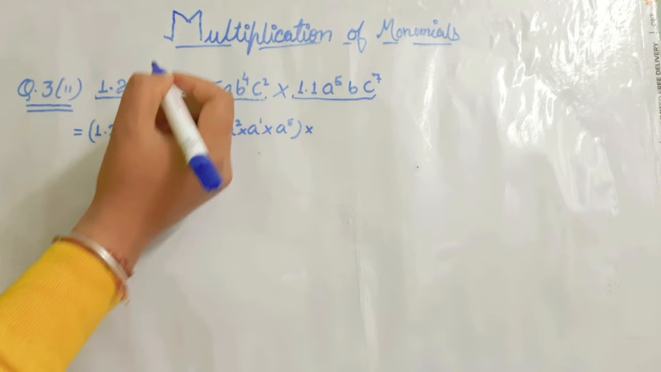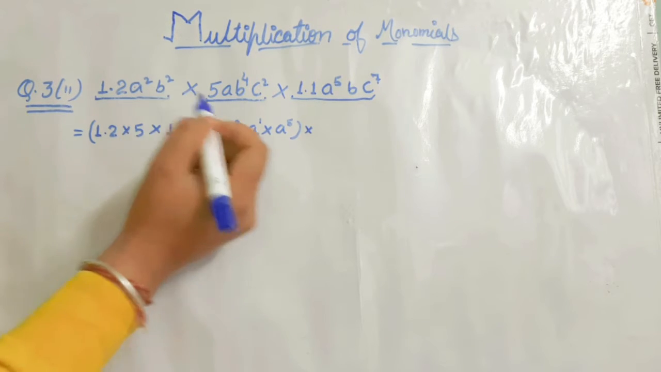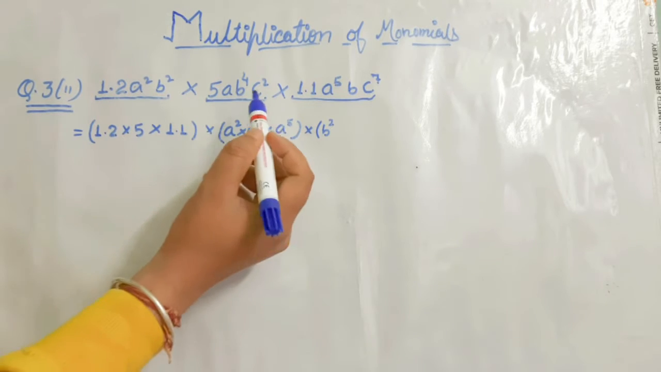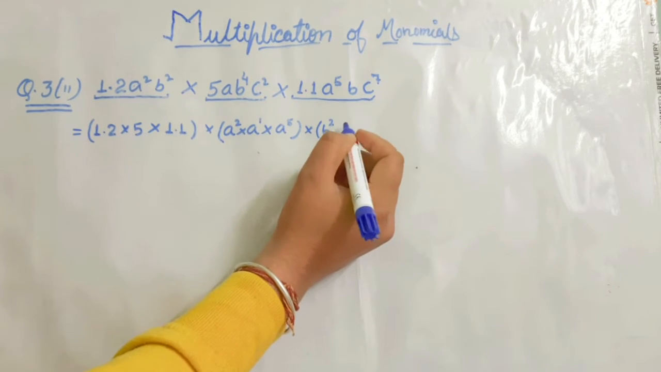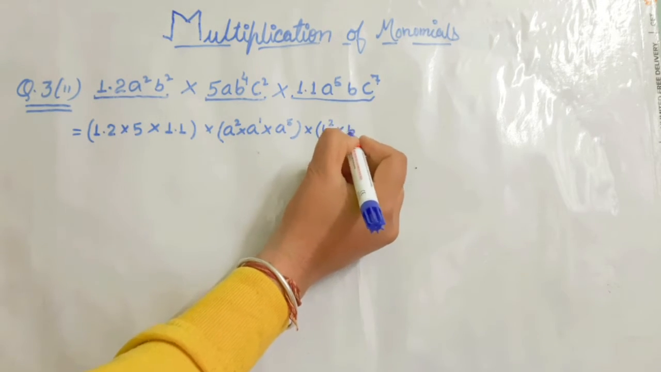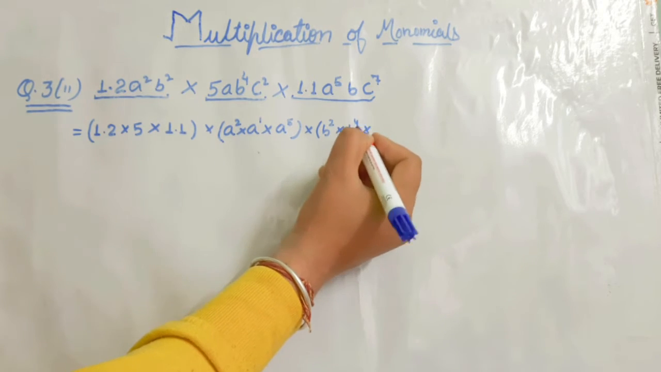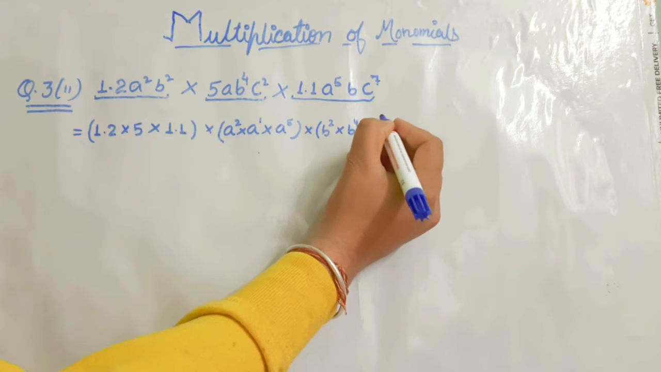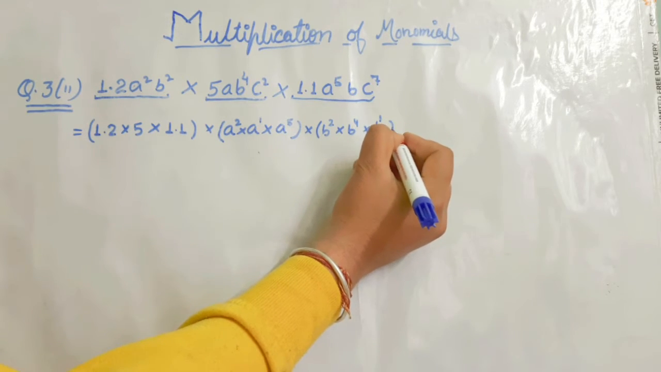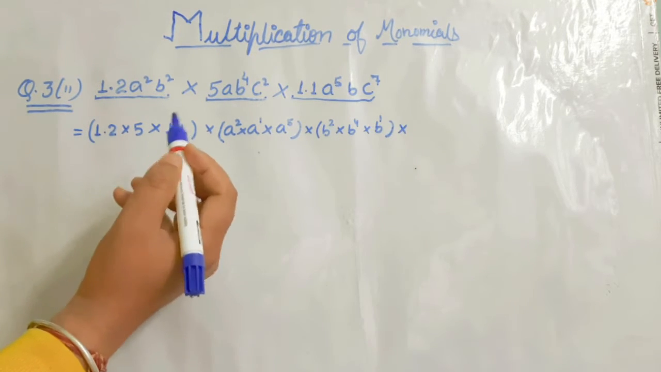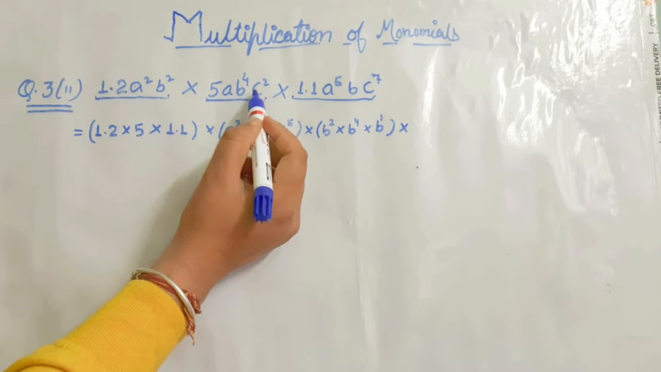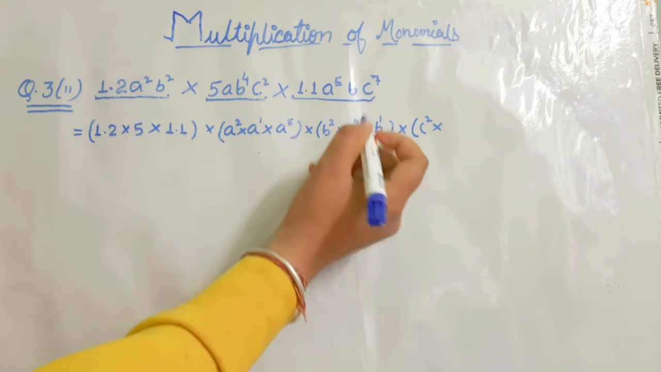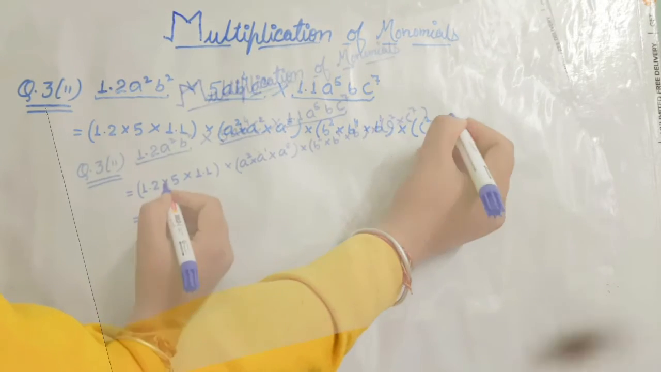Then now b variable, here we have b raised to power 2. Then here we have b raised to power 4. And in third part we have b only, so can be written as b raised to power 1. Now let us see c variable. Here we have c raised to power 2 multiplied by c raised to power 7.